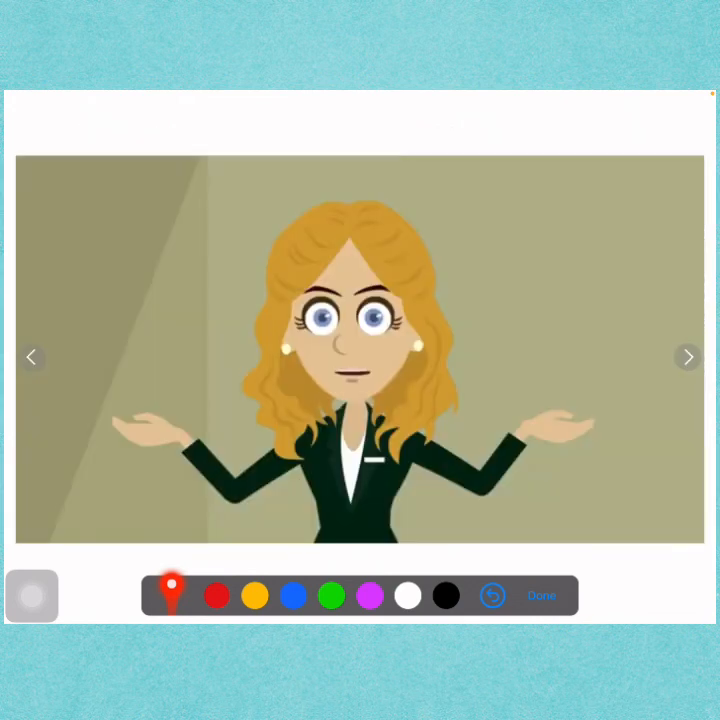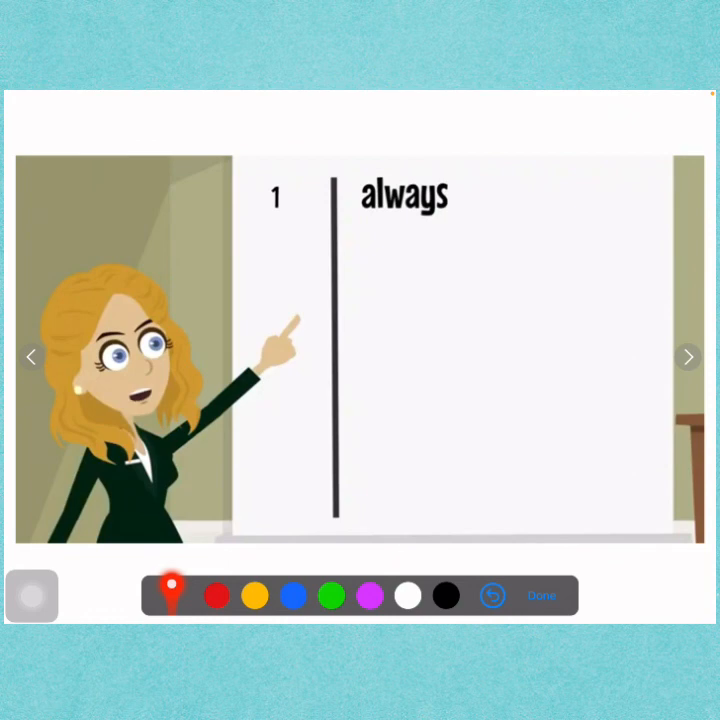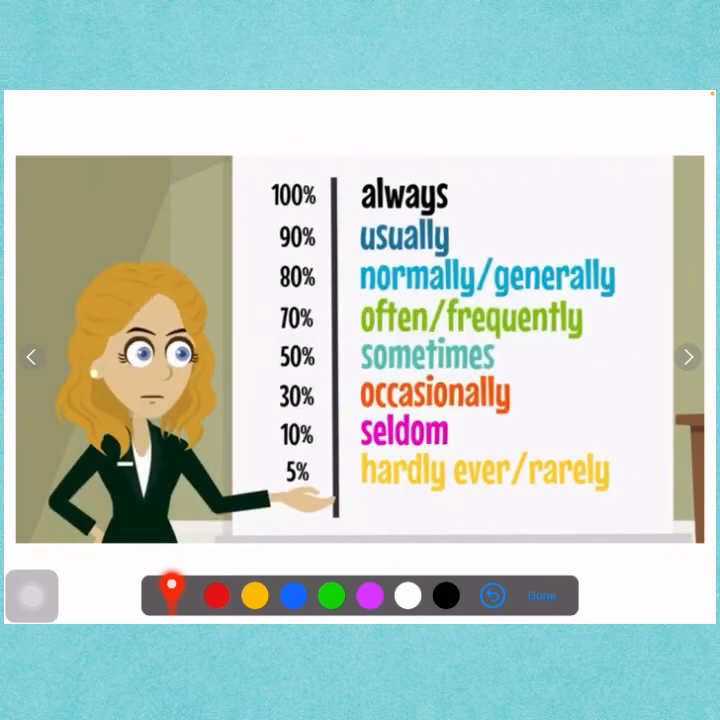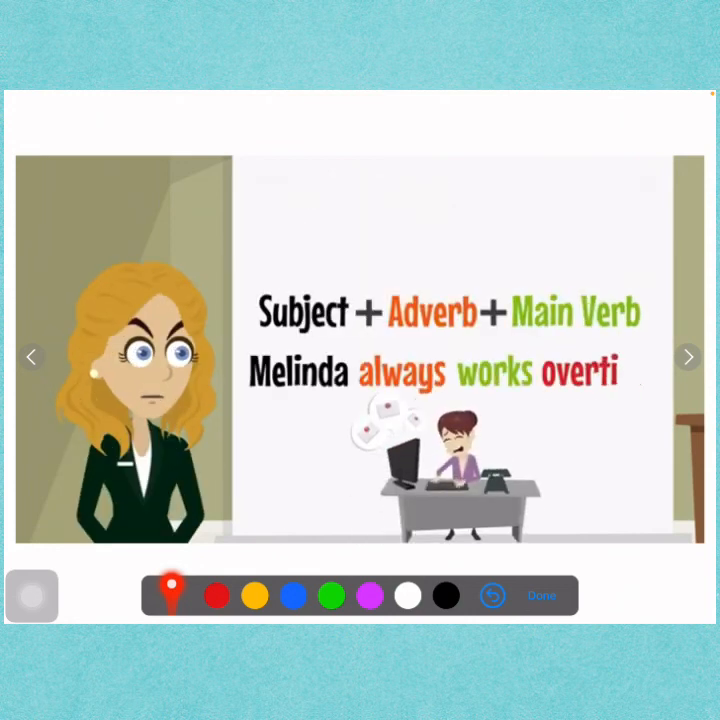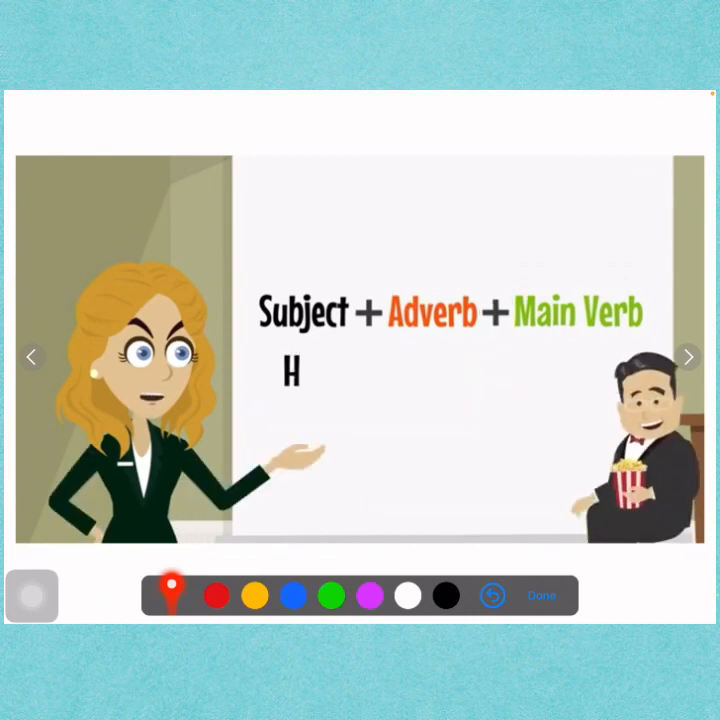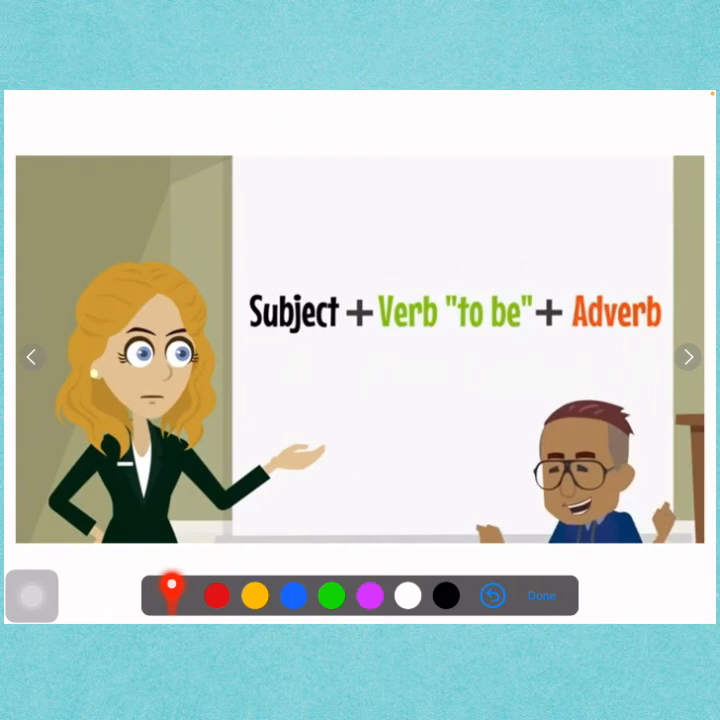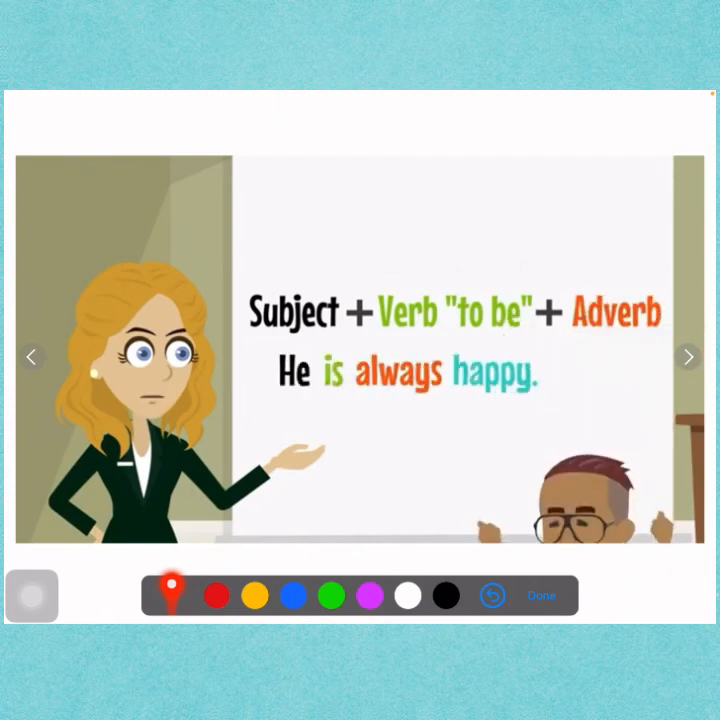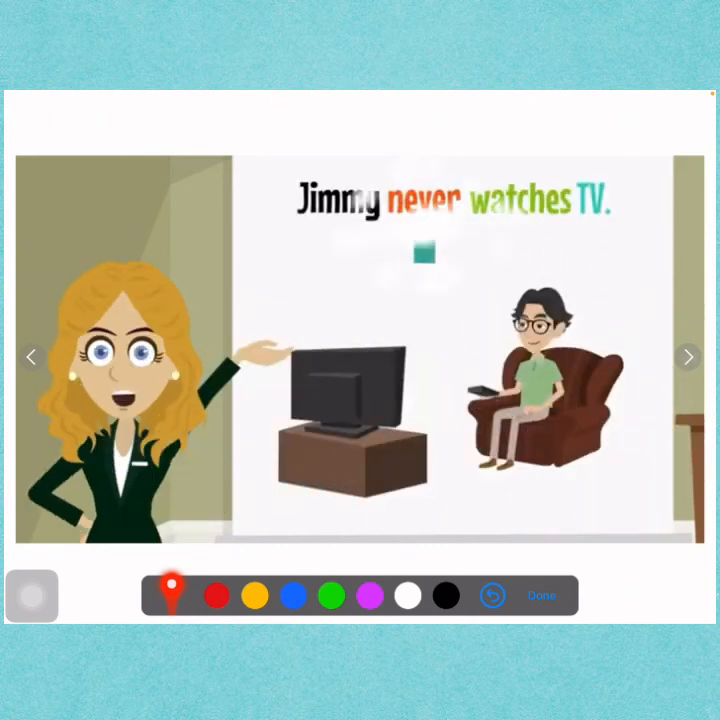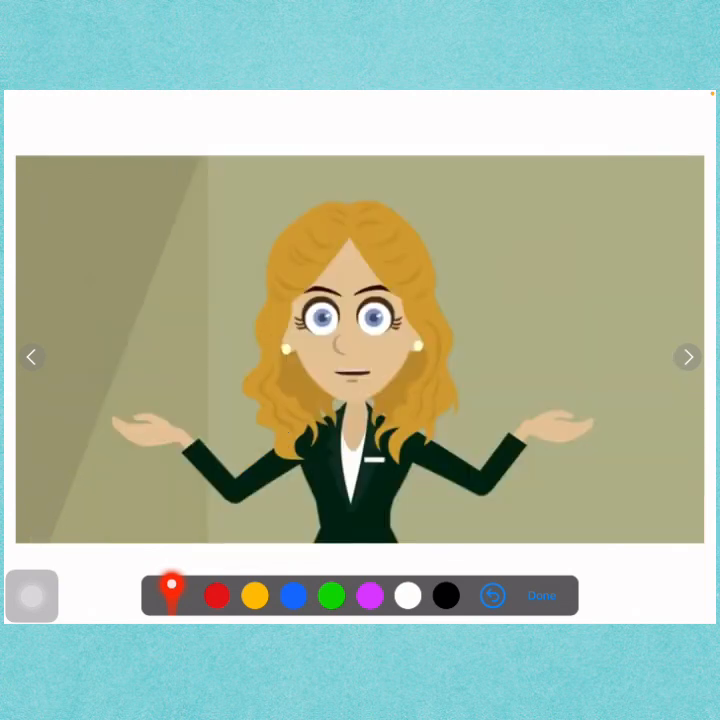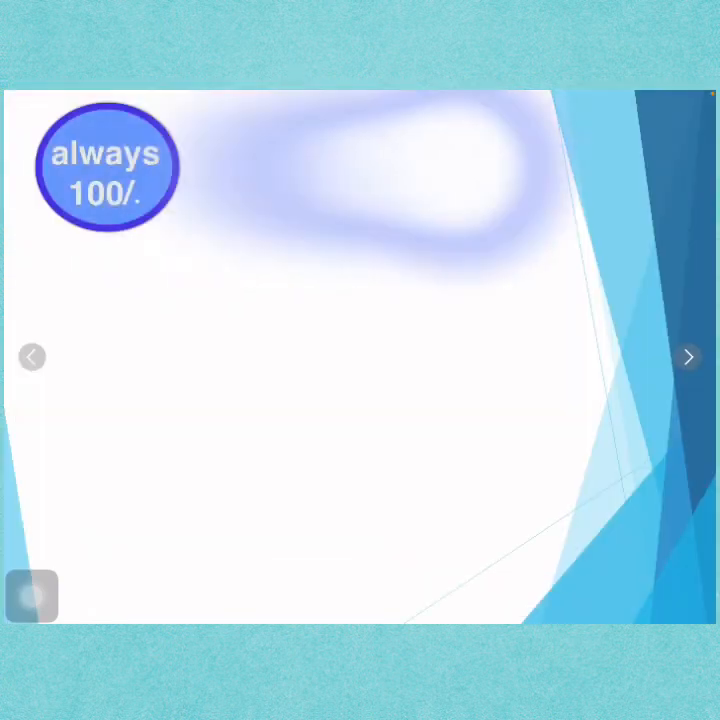Now, what are we going to do? We are going to see this video about the using of always, usually, and never. Always is 100%, usually 90%. Never, 0%. For example, Melinda always works overtime. He never exercises. For example, he is always happy. She is usually angry. For example, Jimmy never watches TV. He always reads.